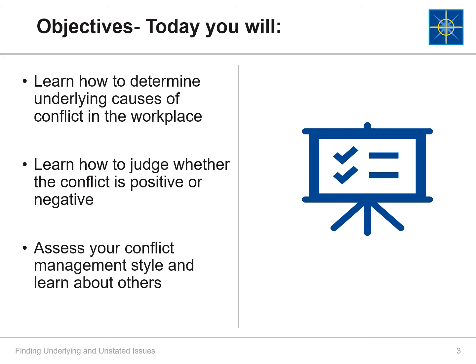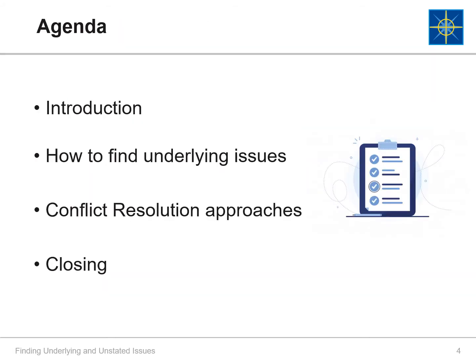Today, you will learn how to determine underlying causes of conflict in the workplace. You'll learn how to judge whether the conflict is positive or negative, and you'll assess your conflict management style and learn about others. Just so you know what to expect from this video, here's a summary of our agenda. We'll go through an introduction where we'll talk about different types of conflict. We'll talk about how to find underlying issues that can cause conflict. And then we'll talk about how to know your own conflict resolution style and when to use what style.